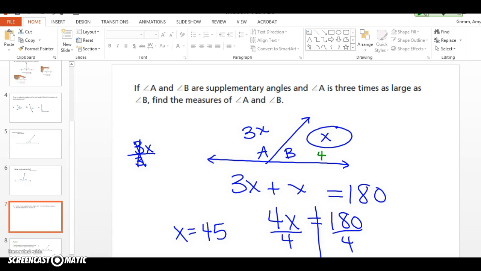So if this side is 45, what is this side? What's 45 times 3? Uh-oh, we might have something wrong here. 12. No, 135? Check my math. Okay. So 45 times 3 is 135. Is that 3 times bigger? Yes. What is 135 plus 45? 180. See how we did that? So if we put it in the equation, it would all work.